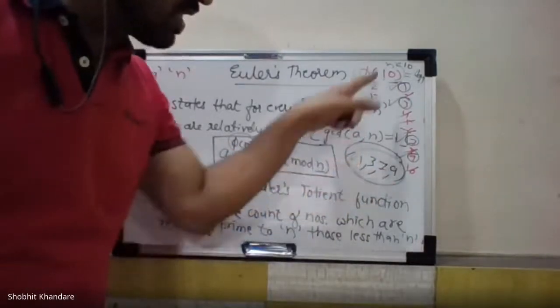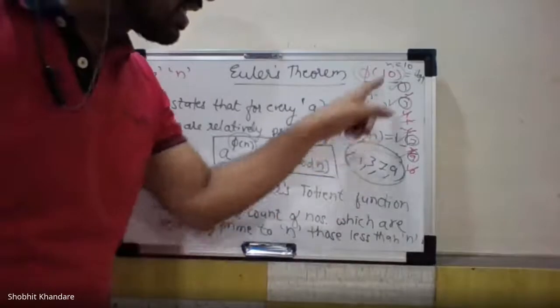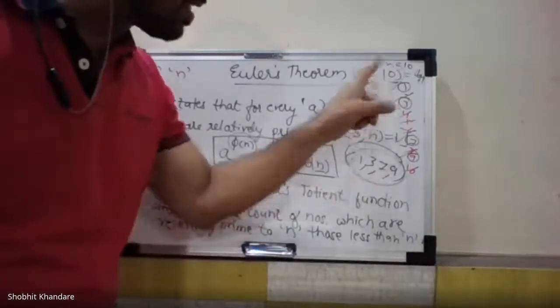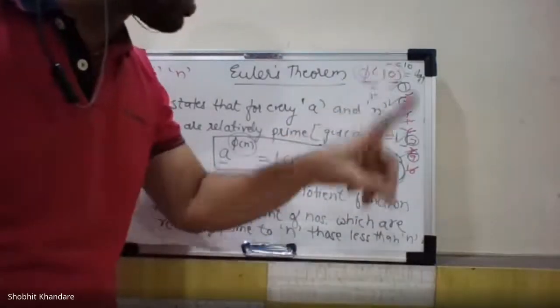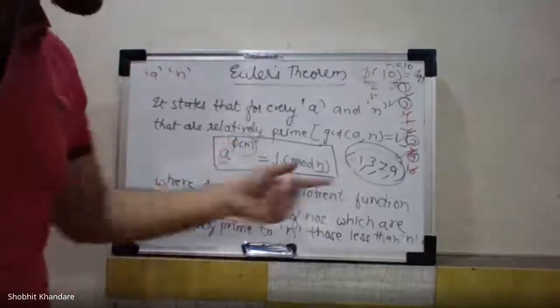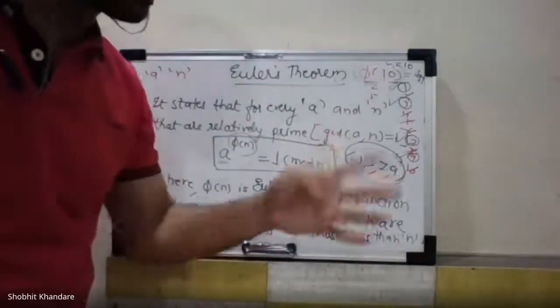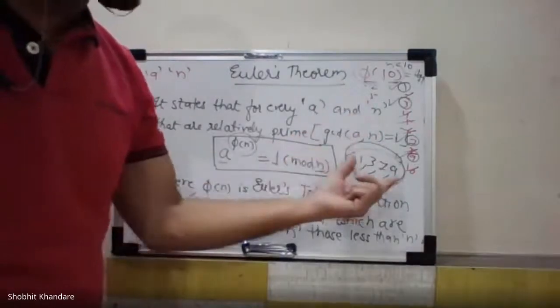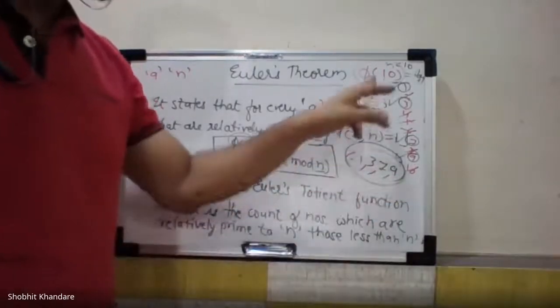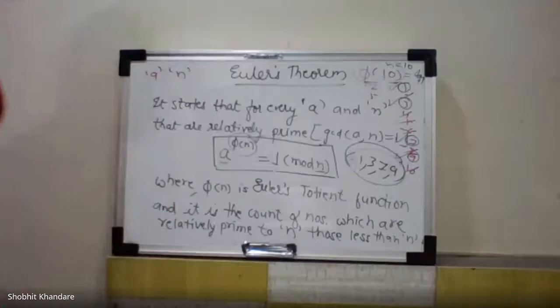The GCD of 1 and 10 is 1. GCD of 3 and 10 is 1. GCD of 7 and 10 is 1. GCD of 9 and 10 is 1. That means these are the relatively prime numbers. And how many such numbers are there? 4. So phi of 10 comes to be 4. Now we will see the number of cases.